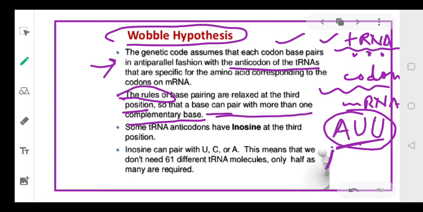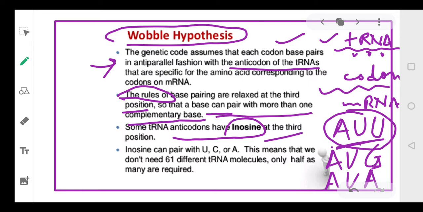We can have a different nucleotide base at the third position. Like you can have AUG. You can have AUA. So third can be different, right? So Wobble hypothesis says that the base pairing is relaxed at the third position, so that a base can pair with more than one complementary base. Some tRNA anticodons have inosine at the third position, right? And this inosine can pair with U, it can pair with C, it can pair with A.